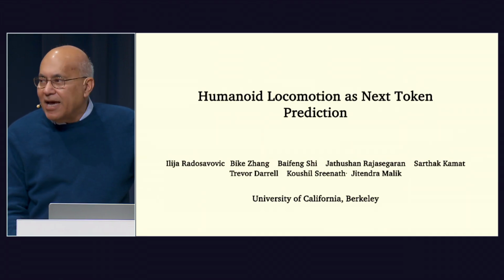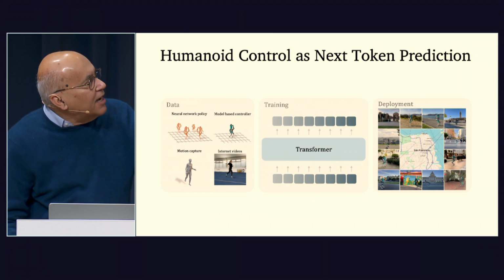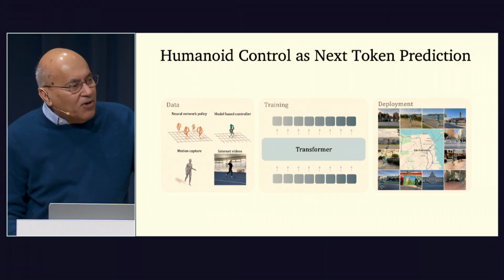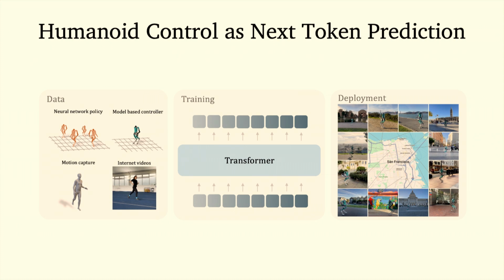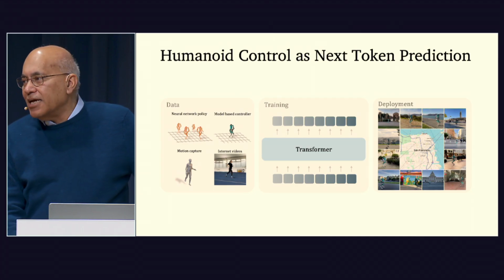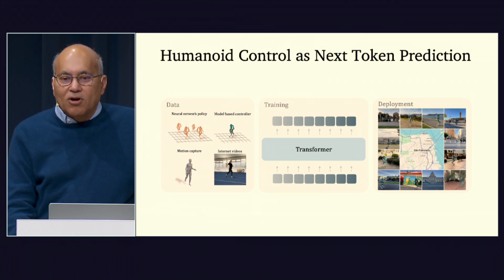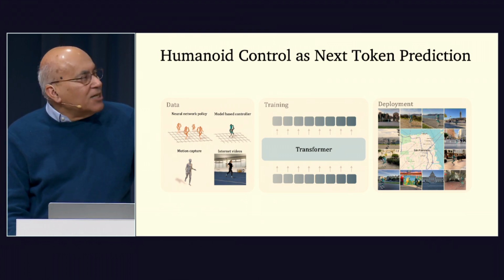Okay, so here's an example where we are applying it to locomotion. We've written a series of papers on locomotion. These are all led by Ilya Radosovich, who's my PhD student. And in this paper, which is going to come out at NeurIPS, we tried to essentially use the paradigm which language people use, next token prediction. But here the tokens correspond to action.